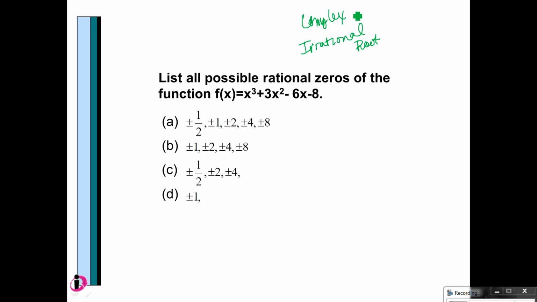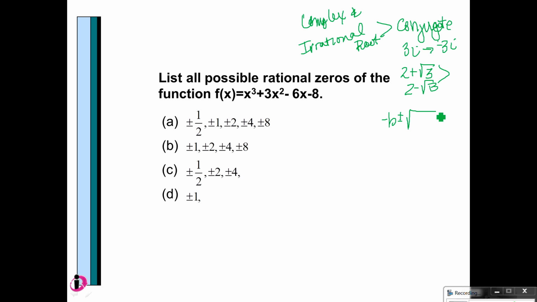I'm out of room up there. Have to come in conjugate pairs. So if you have a 3i, conjugate, I think that's how we spell it. So if you have a 3i, then you know you got a negative 3i. If you have 2 plus radical 3, then you got 2 minus radical 3. These guys have to come as buddies. And that is because at some point, if you use the quadratic formula, which you know is this, it's this guy right here that causes the conjugate pairs.